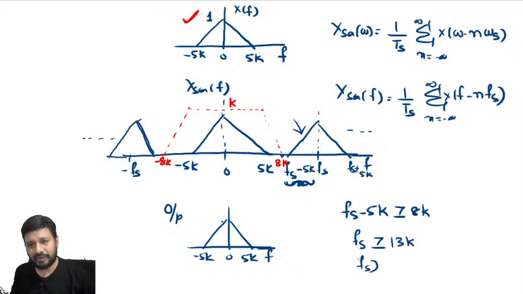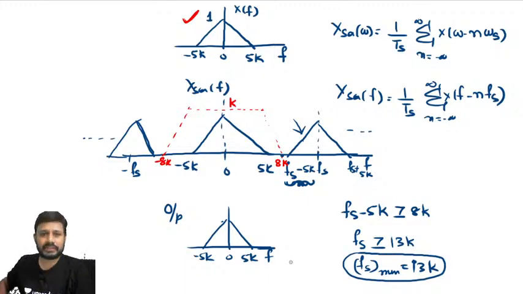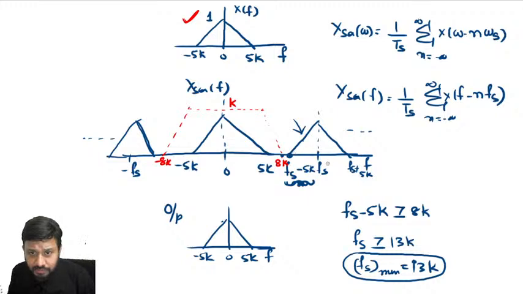Our minimum value is what? 13 kilohertz. Minimum value is 13 kilohertz. In order for perfect reconstruction, what is the condition? This limit, fs minus 5k, must be greater than or equal to 8k. See, the lower limit of the Fourier transform centered around fs must be greater than or equal to 8k.